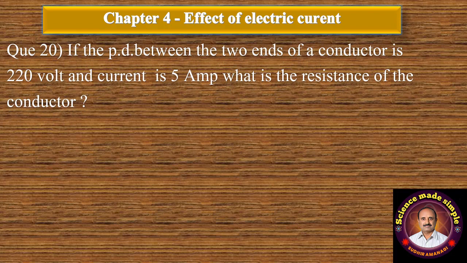Question number 20. If the potential difference between the two ends of conductor is 220 volt and current is 5 ampere, what is the resistance of the conductor? The options are given below. A option, 44 ohm. B, 110 ohm. C, 4.4 ohm. D, 10 ohm. The correct answer is that option A, 44 ohm.